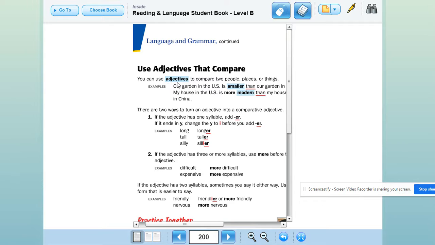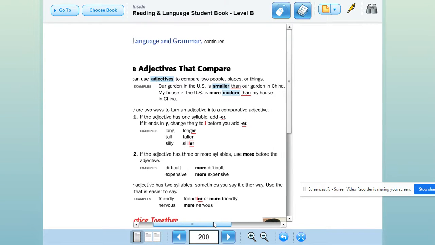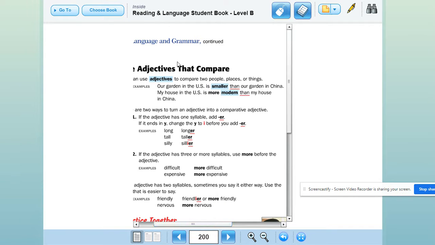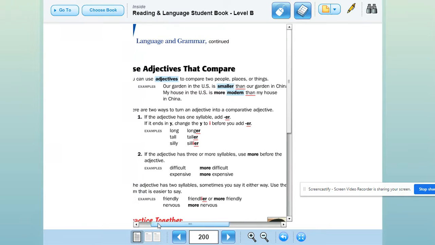So you can use adjectives to compare two people, places, or things. Here is an example. Our garden in the US is smaller than our garden in China. My house in the US is more modern than my house in China. So when do we add an -er, and when do we add more to an adjective? So here is the explanation.